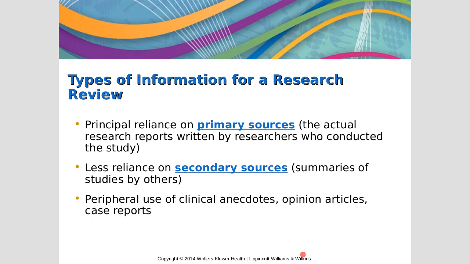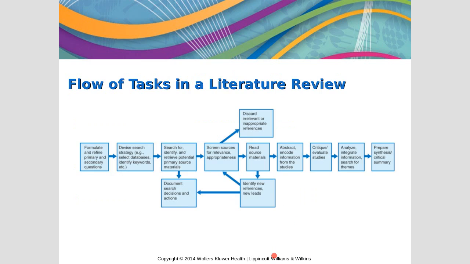So the types of information for a research review can be the primary sources, which is the actual research reports written by researchers, or you can use secondary sources, which are summaries of studies. Certainly peripheral use of clinical anecdotes, opinion articles, and case reports can be considered, but again, they won't have all of the strength to be able to make too many assertions, especially if it's in opinion articles.